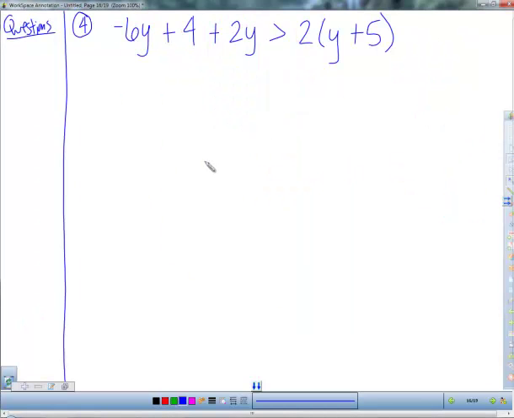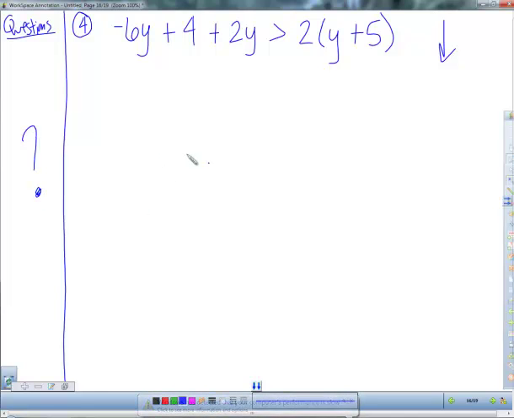Okay, so here's number 4. I need for you to solve this one here and pause the video so that you can do that. Please remember to write out your steps over here. If you have questions for me, write those over here.